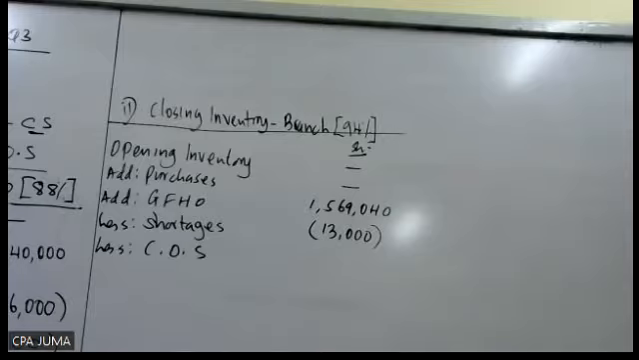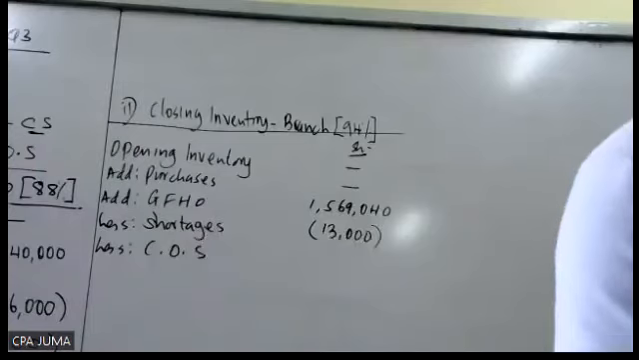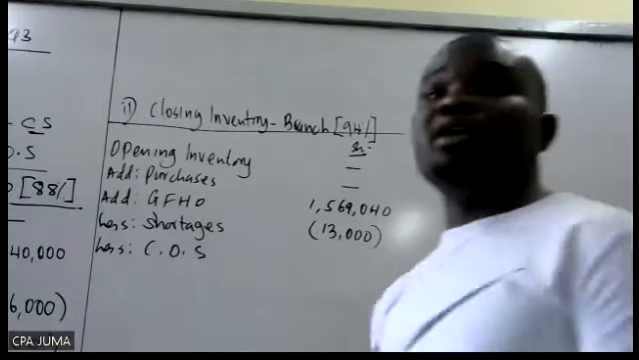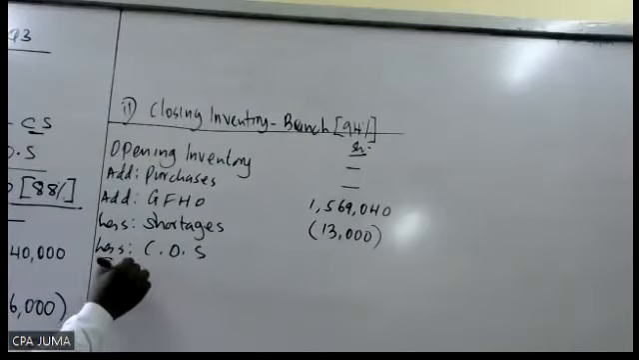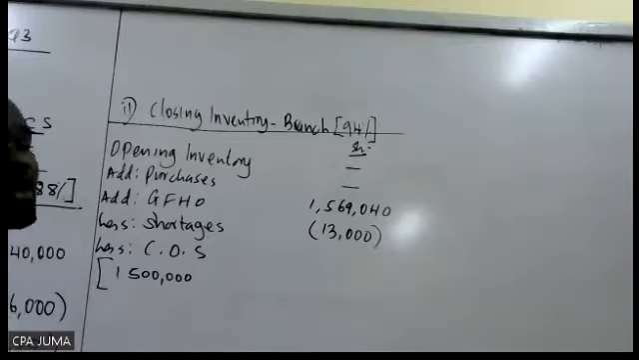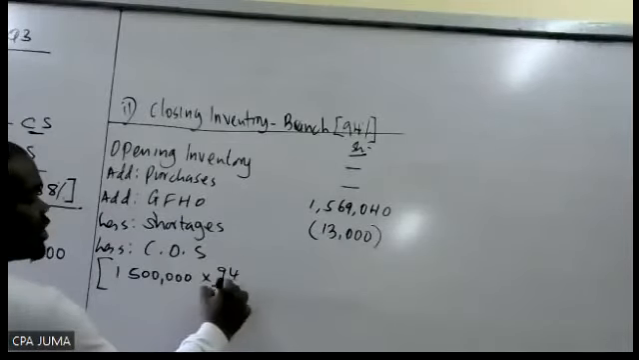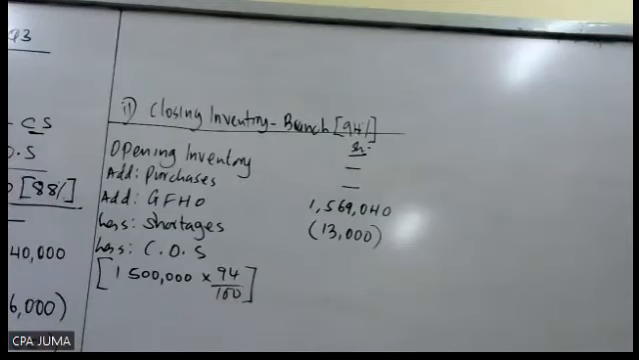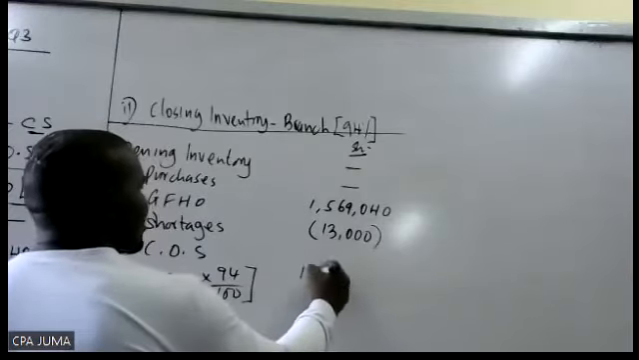Check the sales value of the branch. 1.5, so those sales are to outsiders. Outsiders, they are being sold at 100%. So for the branch, we want the goods at what percentage? 94. So you take 94% of that. That one will be how much? 1410.